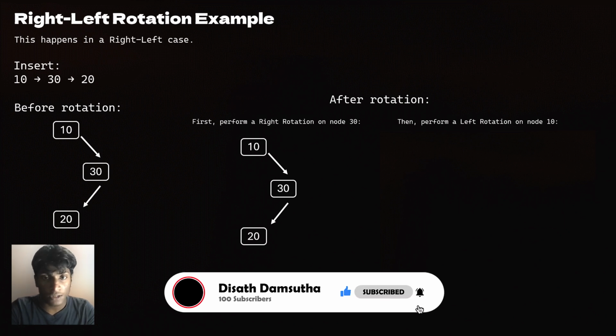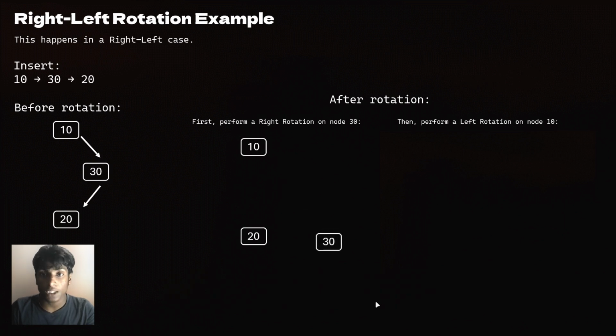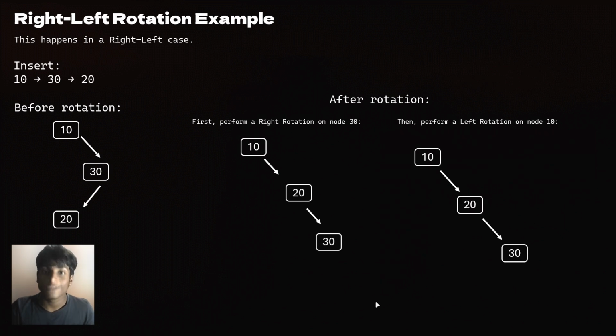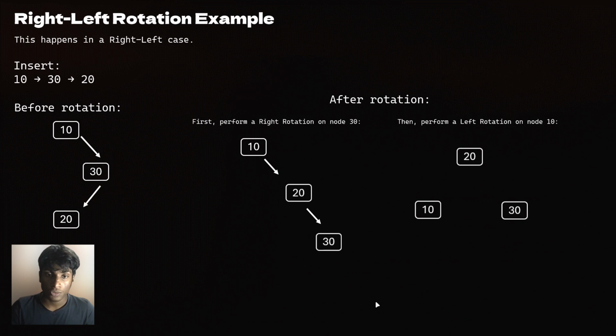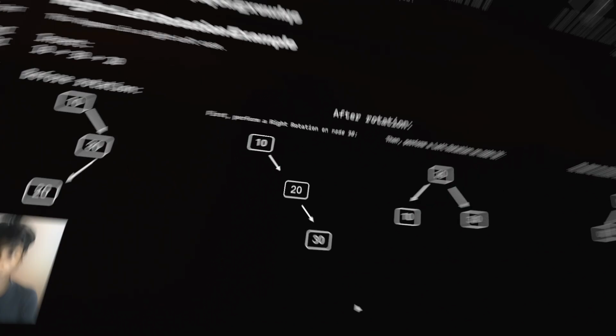Now we need to fix this using two steps. First, we perform right rotation on node 30. This brings 20 up and moves 30 down to the right side. Now the structure becomes a straight line like 10, 20 and 30. Next, we perform left rotation on node 10. This moves 20 up to become the new root node. And finally, 10 becomes the left side and 30 becomes the right side. So the tree becomes balanced again with 20 as the root.